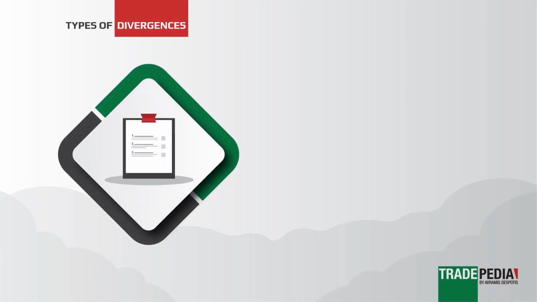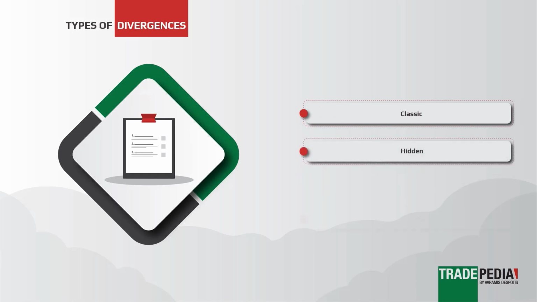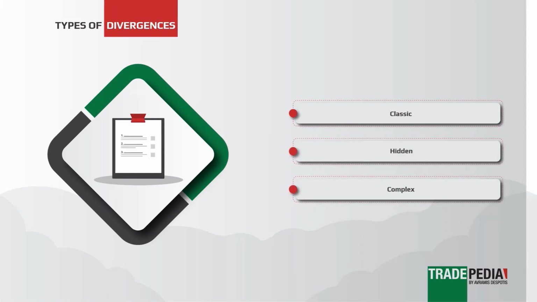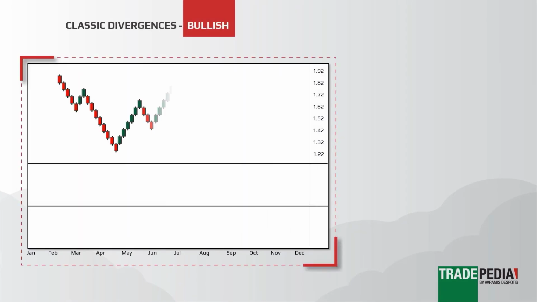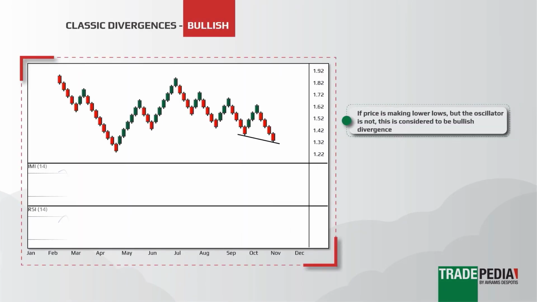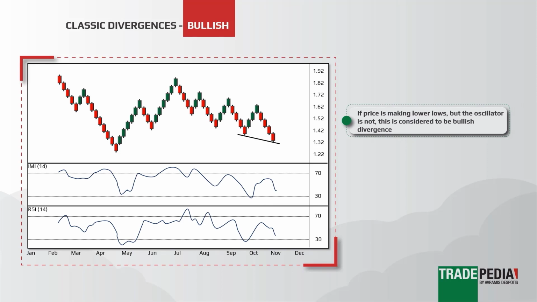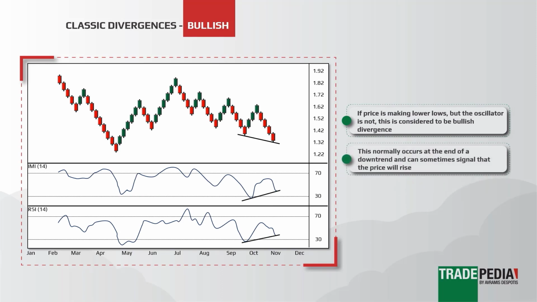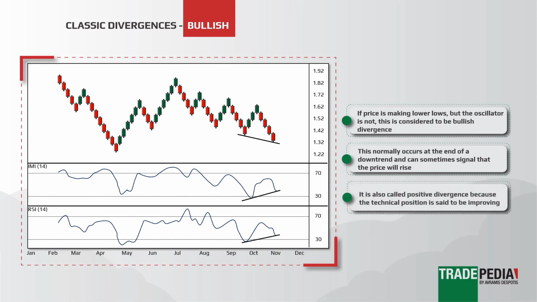There are 3 types of divergences: the classic divergence, the hidden divergence, and the complex divergence. Classic divergence. If price is making lower lows but the oscillator is not, this is considered to be bullish divergence. This normally occurs at the end of a downtrend and can sometimes signal that the price will rise, as price and momentum are normally expected to move in line with each other. It is also called positive divergence because the technical position is said to be improving, because even though the price is declining, it is declining at a slower and slower pace.